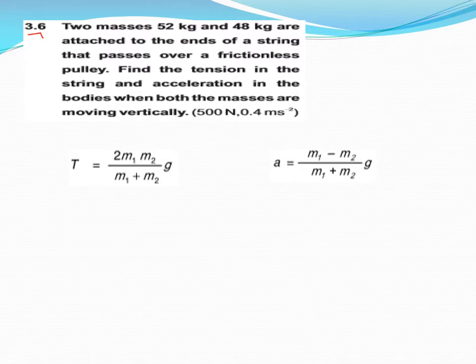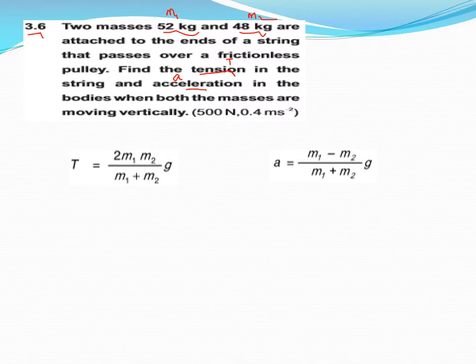Now 3.6. Two masses, 52 kilogram and 48 kilogram, let it be M1 and this is M2, are attached to the ends of a string that passes over a frictionless pulley. Find the tension, which is represented by T, in the string, and the acceleration, represented by A, in the bodies when both the masses are moving vertically.